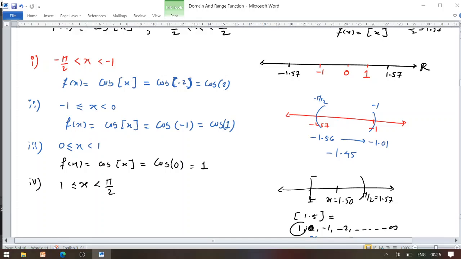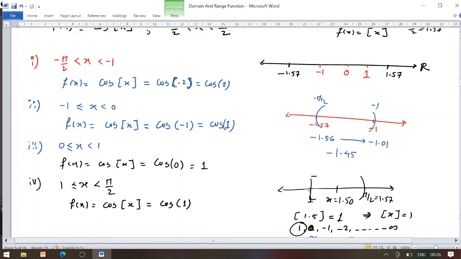Among them which is the greatest integer? So it becomes a 1. So that implies whenever x lies in the semi-closed interval 1 to pi by 2, the greatest integer value of x not greater than x becomes a 1 always. So f of x, which equals cos of the greatest integer value not greater than x, is cos of 1 always.